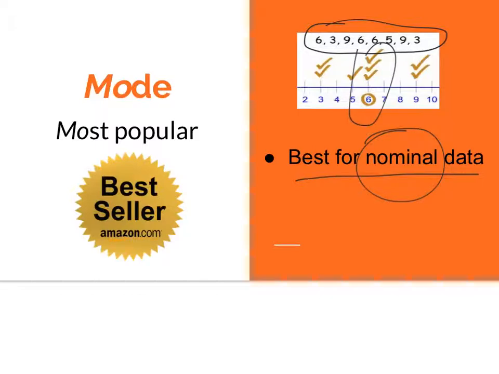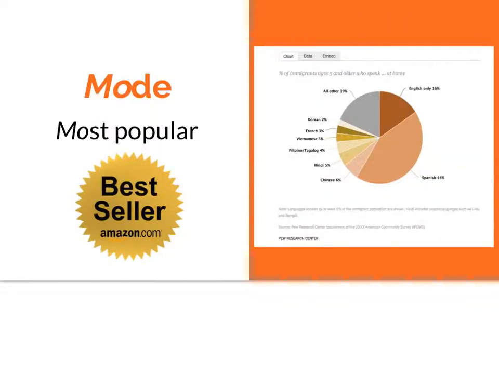Nominal data is, to give you an example, if you look at the pie chart that you have in front of you on the screen, this refers to a survey on the percentage of immigrants ages 5 and older who speak this language at home. And I believe, yes, let's look at the legend. It says, yeah, indeed, it's a survey, and this is from 2013.